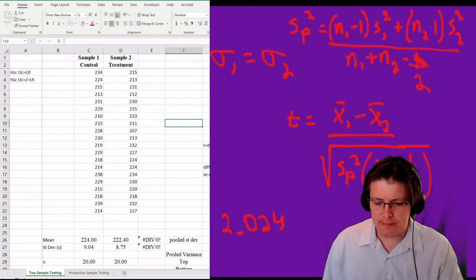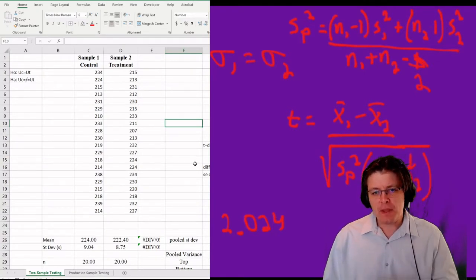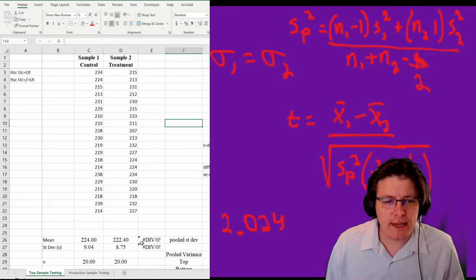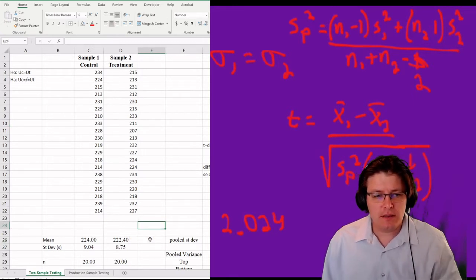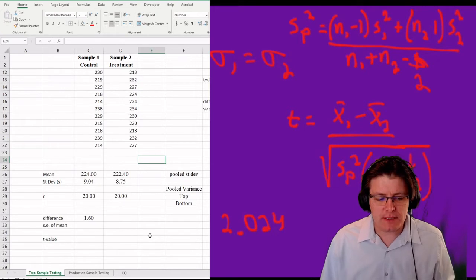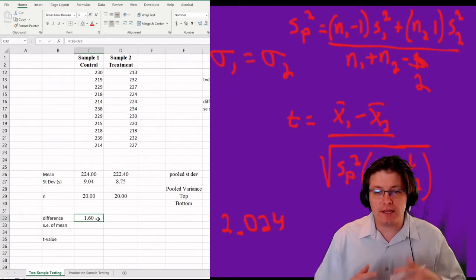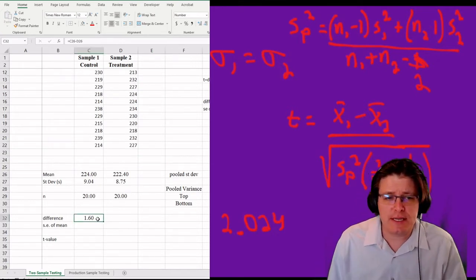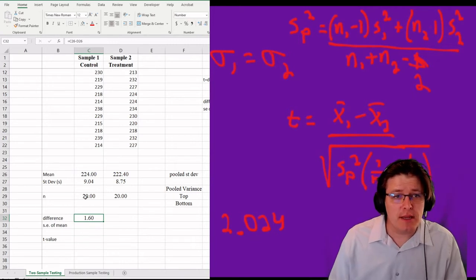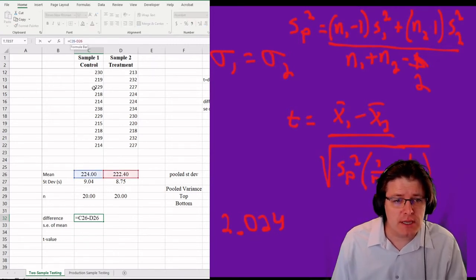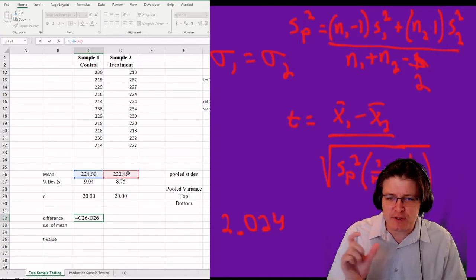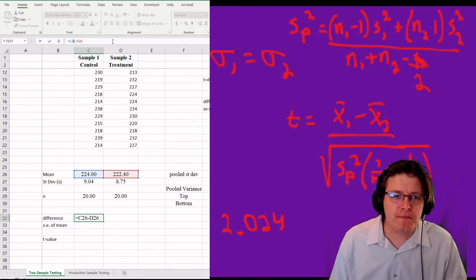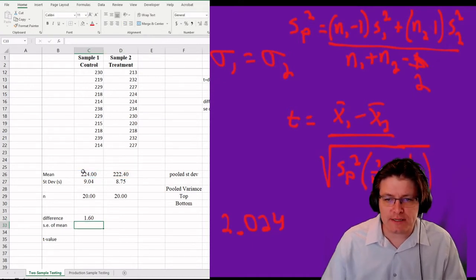Let's pull back up Excel. Now, we're ready to go ahead and develop this t-test. Let's do this in a couple parts. The top of the t-test is going to be that difference, and I already have it plugged in here: C26 minus D26, the difference between the two sample means. Okay, and that is 1.6 pounds.